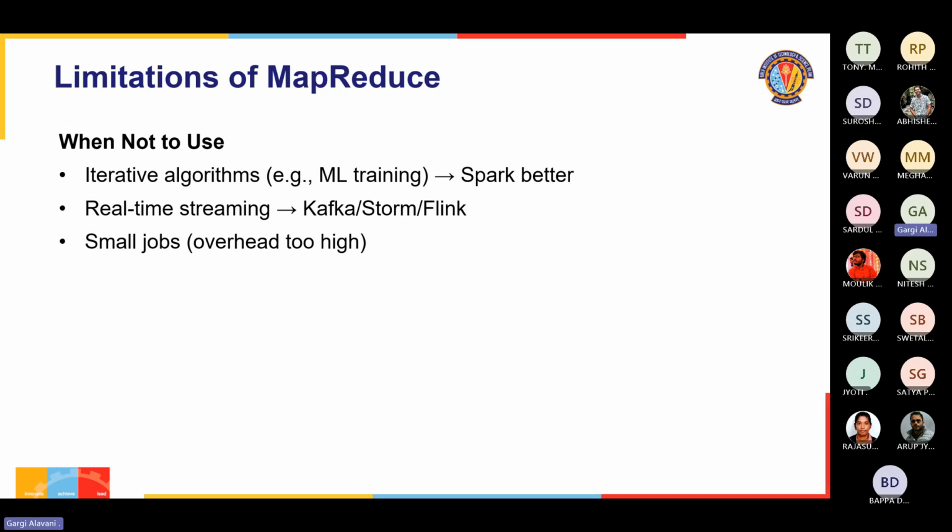So in short, MapReduce is excellent for large batch oriented data processing where latency does not matter much, but for iterative, real time or small interactive workloads, newer frameworks like Spark, Flink, or Kafka are much better suited than using a MapReduce approach.